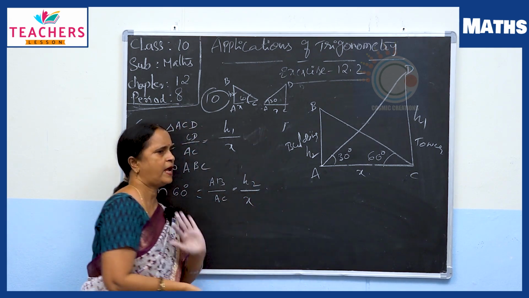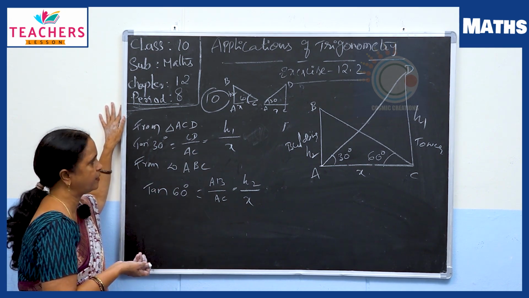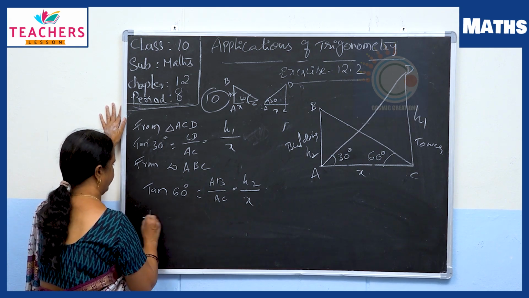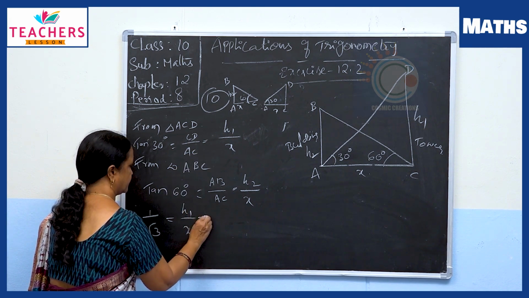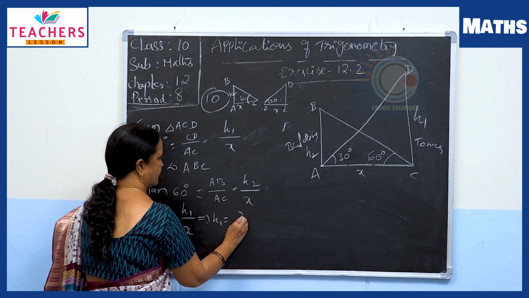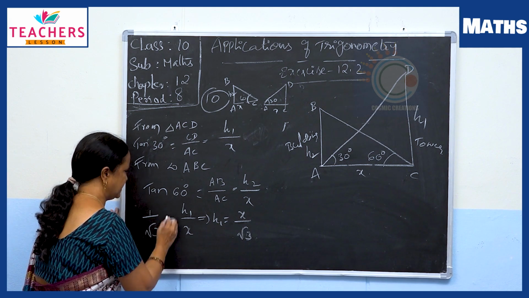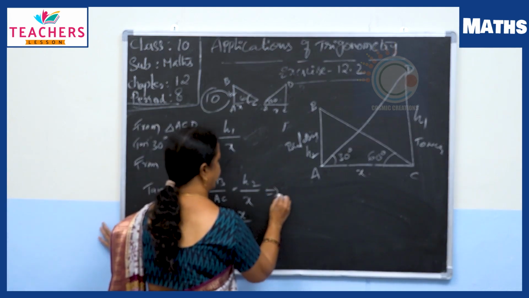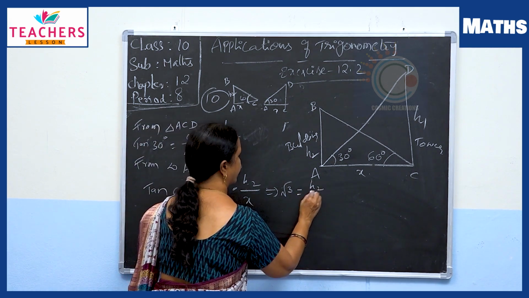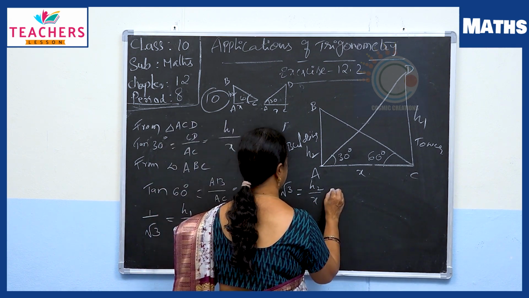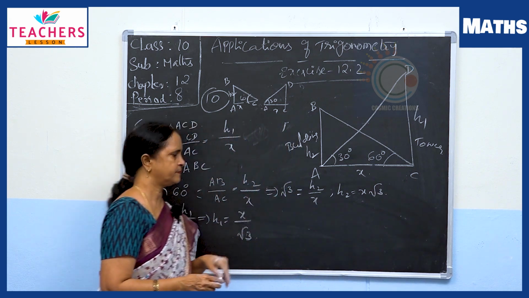After writing the values, from this H1, tan 30 value. What is tan 30 value? 1 by root 3. So 1 by root 3 is equal to H1 by X. That implies H1 is equal to X by root 3. Next, tan 60 is root 3. From here, root 3 is equal to H2 by X. That implies H2 is equal to X root 3.